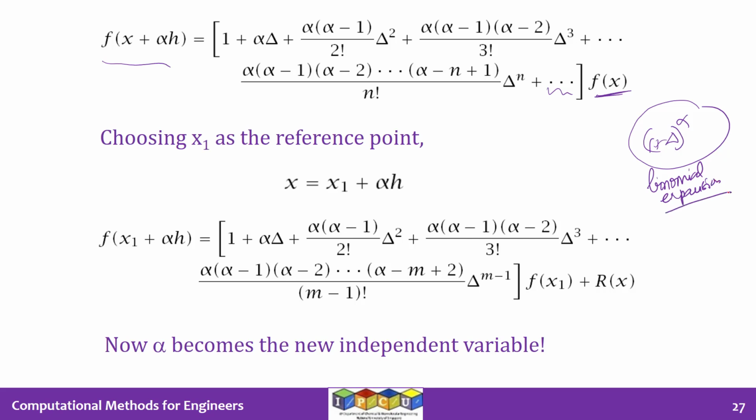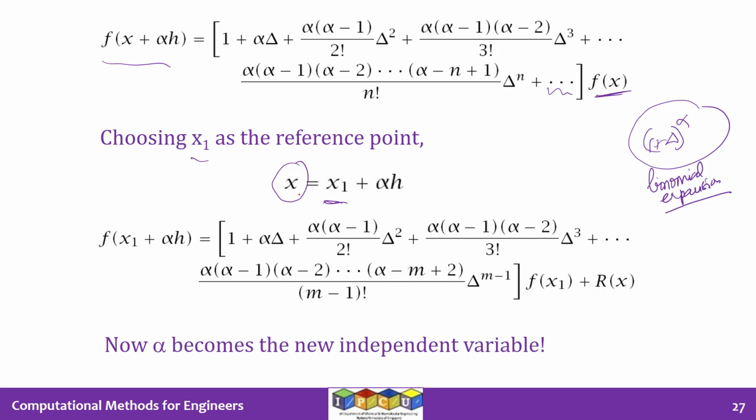So now what I'm going to do is I'm going to choose x1 as the reference point because that's the first data point. So I'm going to choose that as the reference point, and I'm going to say starting from that reference point, by moving alpha step sizes, I'm going to reach my point of interest, which I'm going to call x. So if I want to reach x1 from x1, that means x is equal to x1, alpha is going to be 0. I don't have to move anywhere.